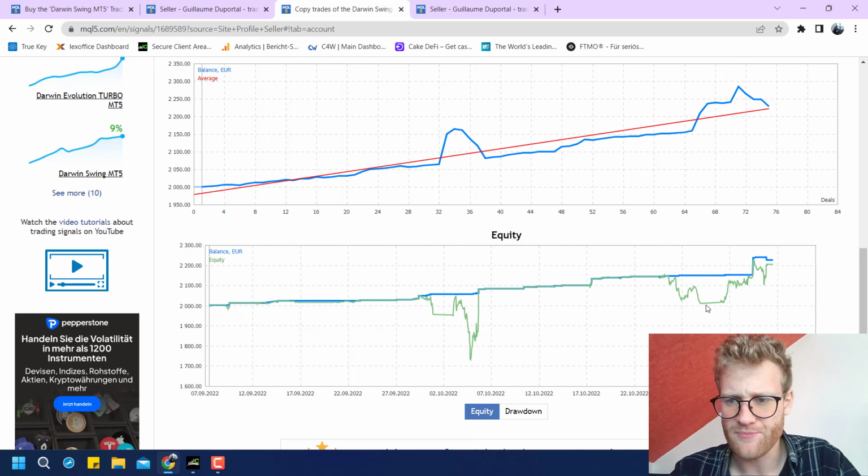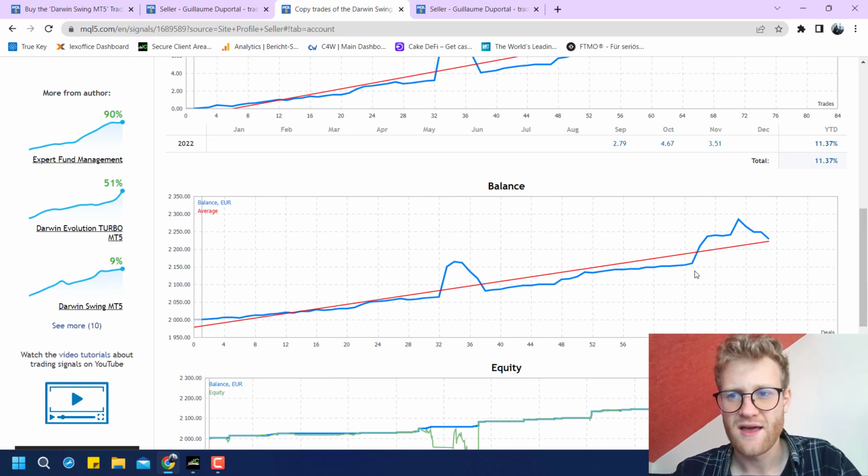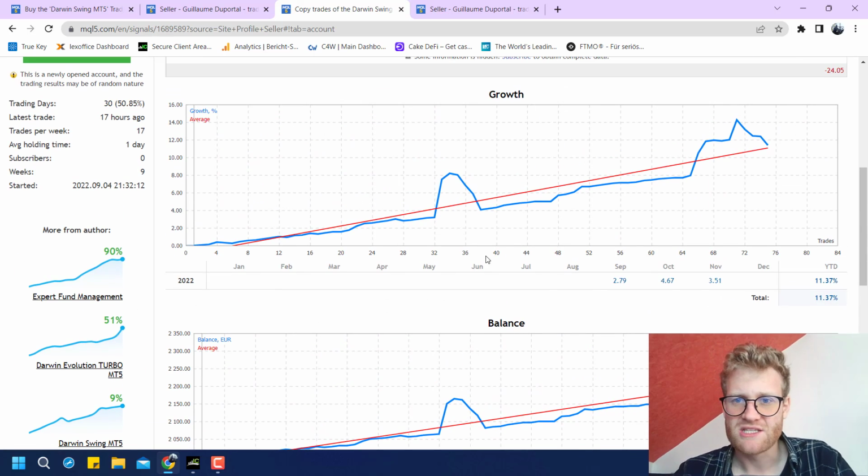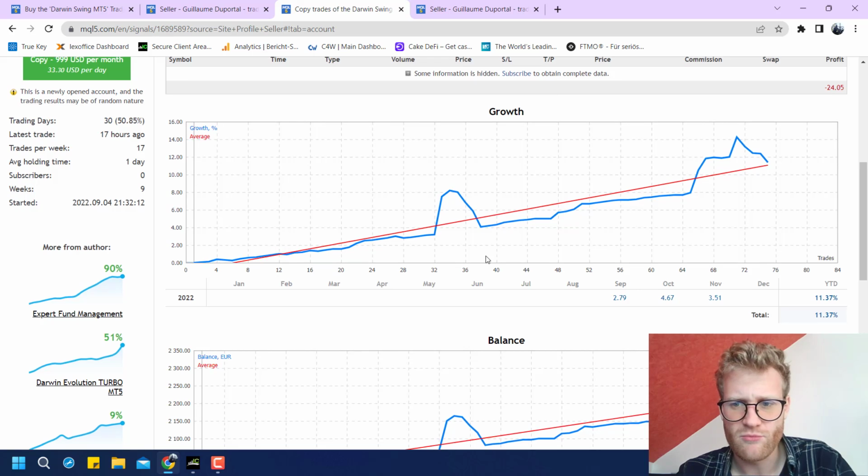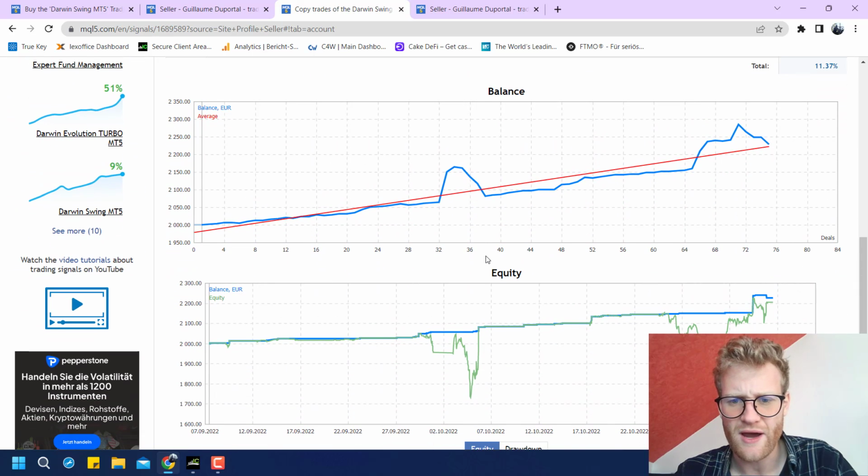Also, we see another period here where the equity is way below the balance, and then after the equity hit the balance again, we make a big profit. So it might be the case that there are multiple positions open, and then they are closed with one big TP, which causes this jump in the balance curve here. So after all, there's nothing more we can see here, I think.